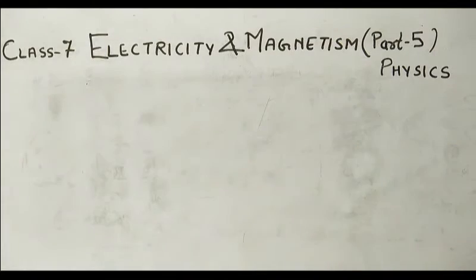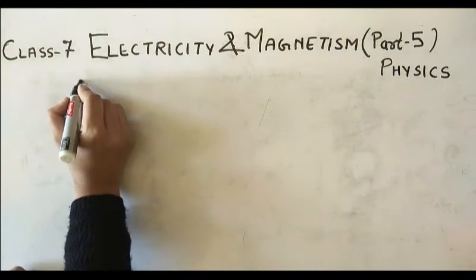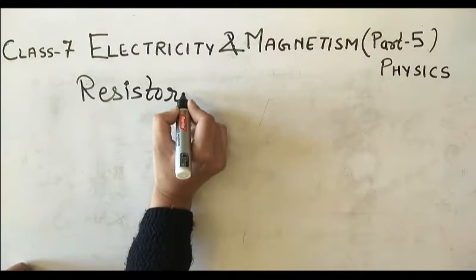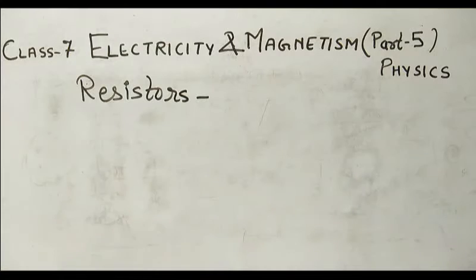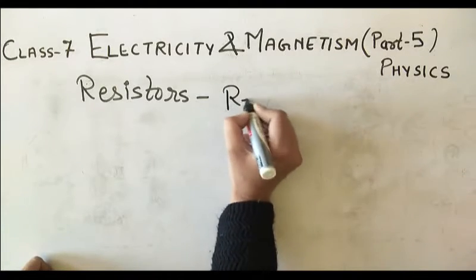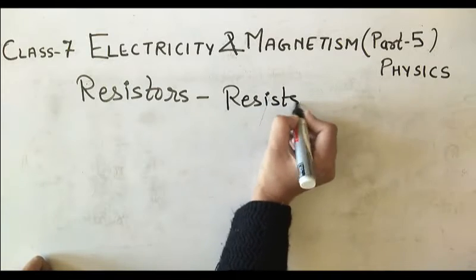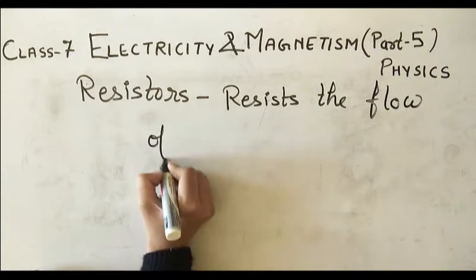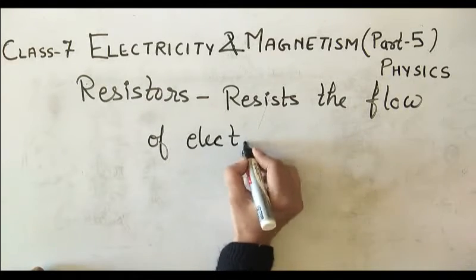Now let us see another topic, and the name of this topic is resistor. So resistors, I think you are thinking this is a new word for you. Yes, it is a new word for you. And what is a resistor? It is a device that resists the flow of electric current. What does it do? It just resists the flow of electric current.